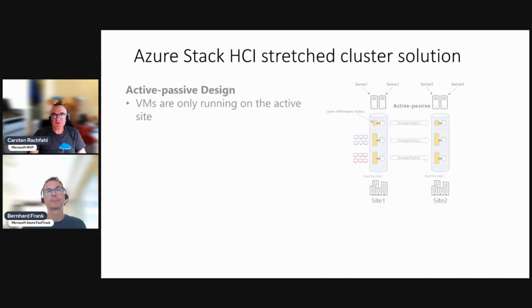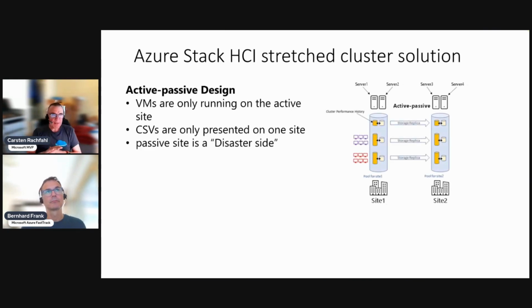Let's go on. We have a lot of information to share. So we have two designs of a stretch cluster. Bernard also already mentioned we have to have at least 4 nodes in our stretch cluster, two in each side, and we have a local pool of the devices that are in these two servers. And here we have the same, so we have two pools. And this scenario is the active passive scenario.